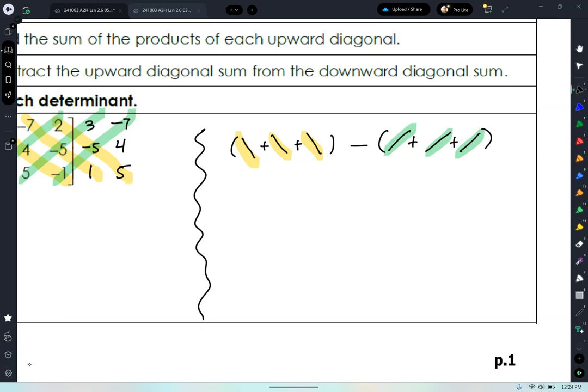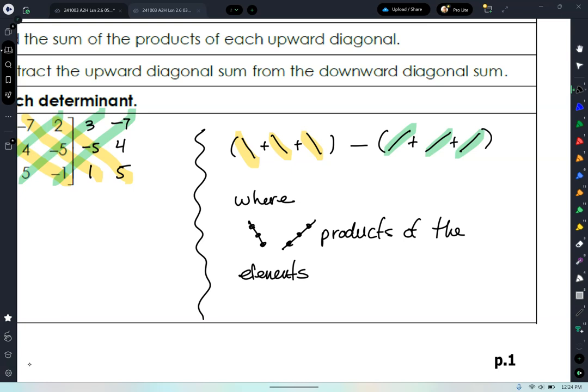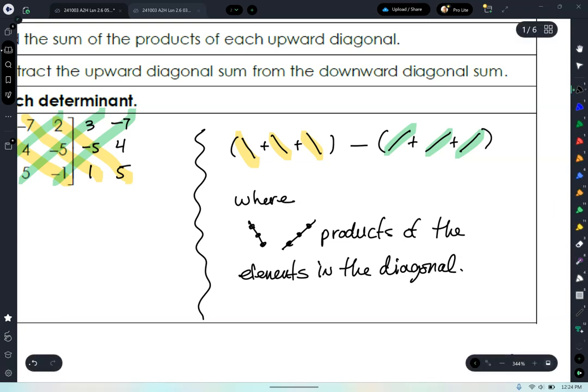Okay? And then let's just say this, where we've got our downward slope line where there's 1, 2, 3 values, or our upward slope line where there's 1, 2, 3 values. These are the products of the elements in the diagonal. The products, the elements, the diagonal.